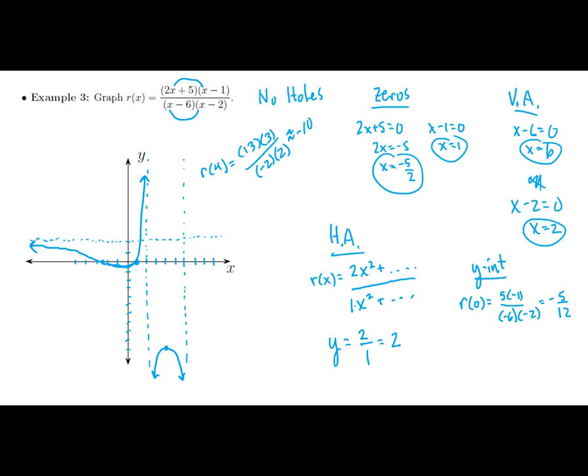All right. And similarly over here, might not be a bad idea to go ahead and plug in 7, right? R of 7. So if you plug 7 in for x, you get 19.